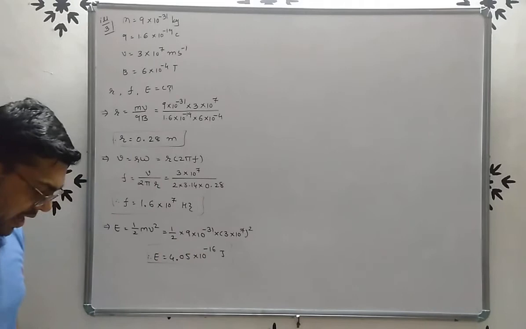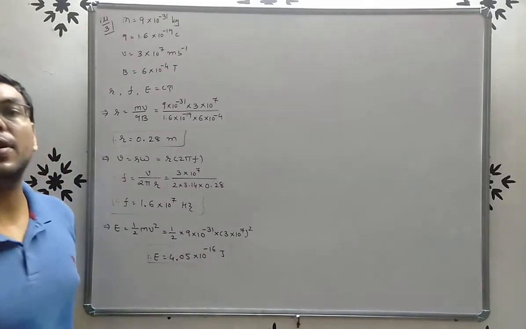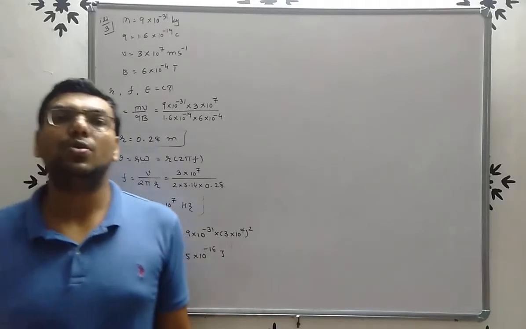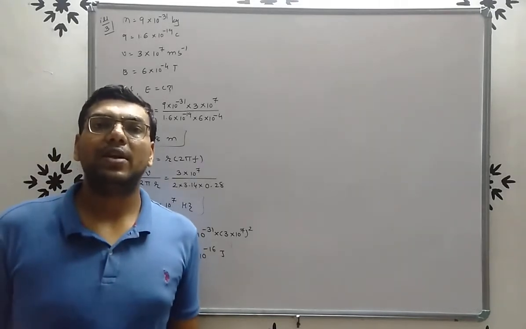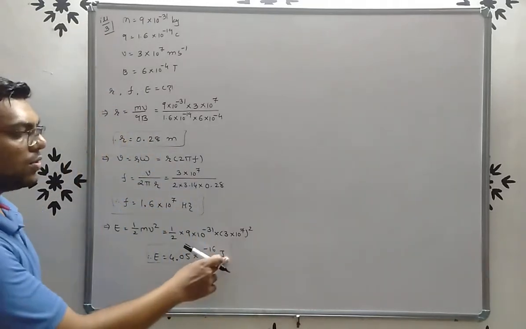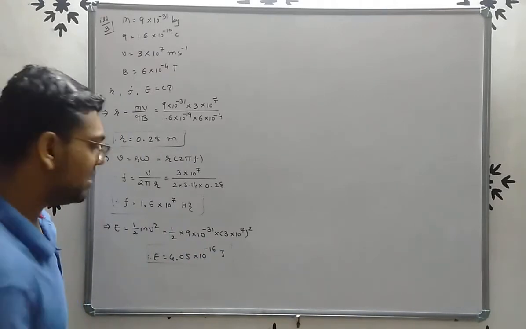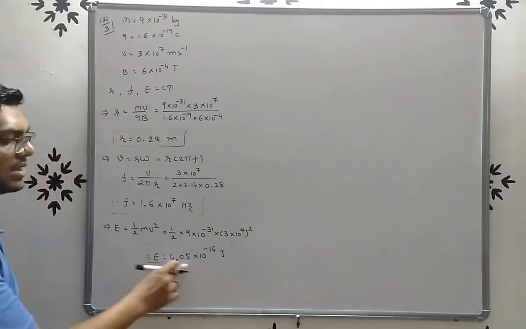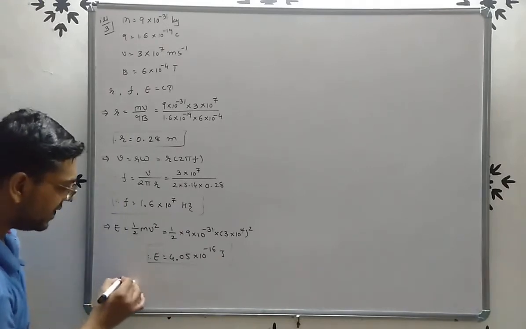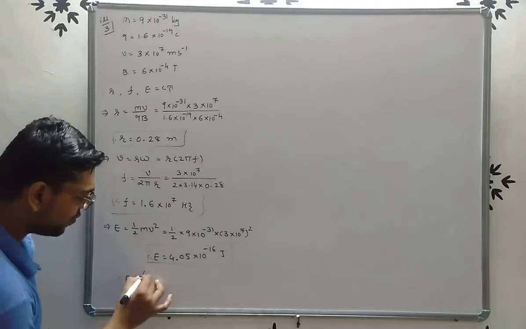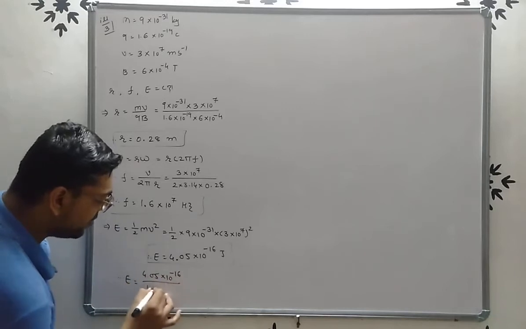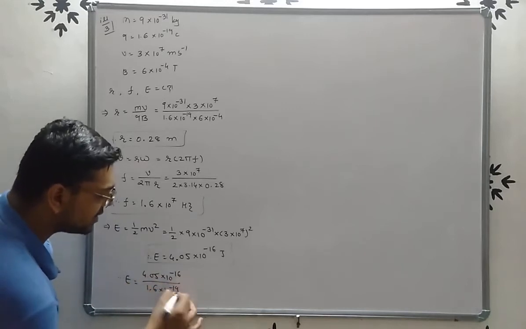But friends, we have to find out energy in kilo electron volt. So we already know the relation between electron volt and joule. 1 eV is equal to 1.6 × 10^-19 joule. If we have to convert joule into electron volt, then simply we have to divide this value by 1.6 × 10^-19. So E is equal to 4.05 × 10^-16 upon 1.6 × 10^-19.